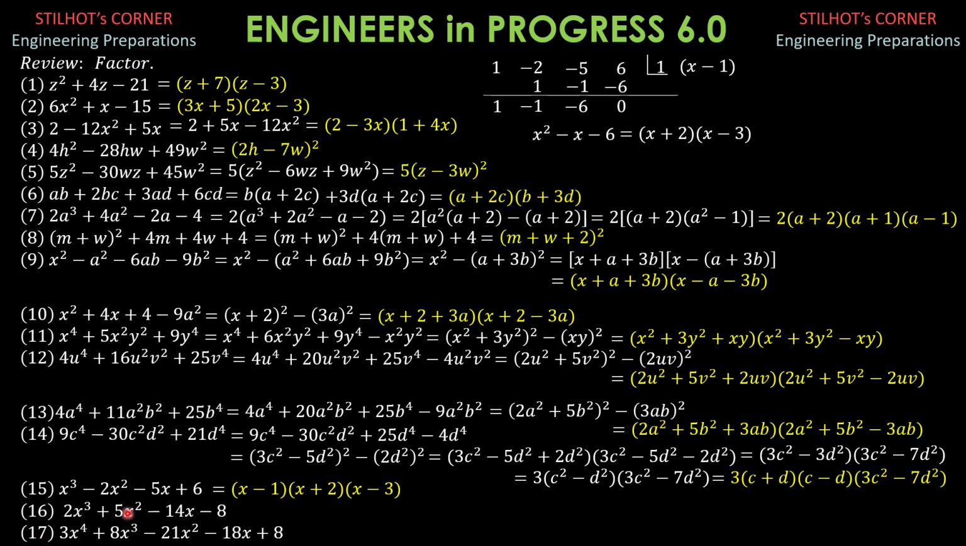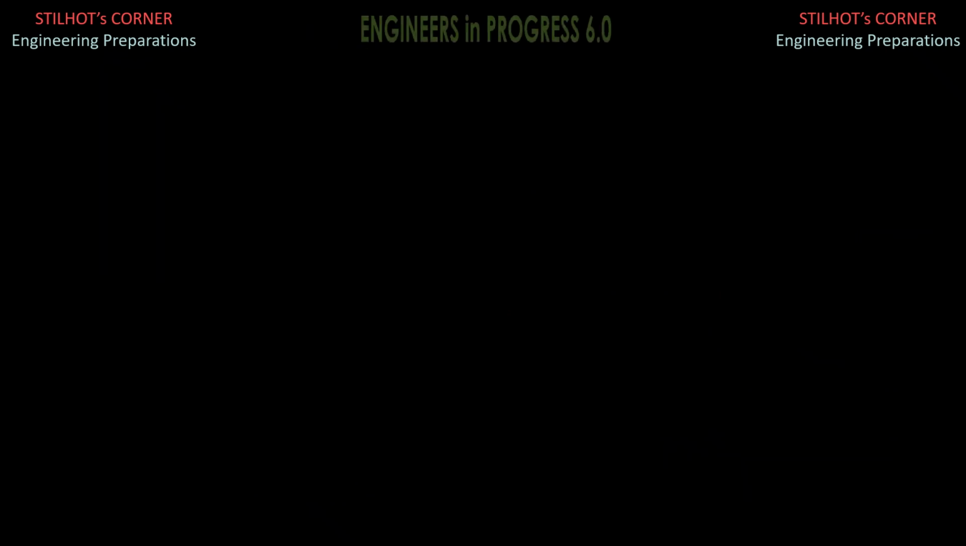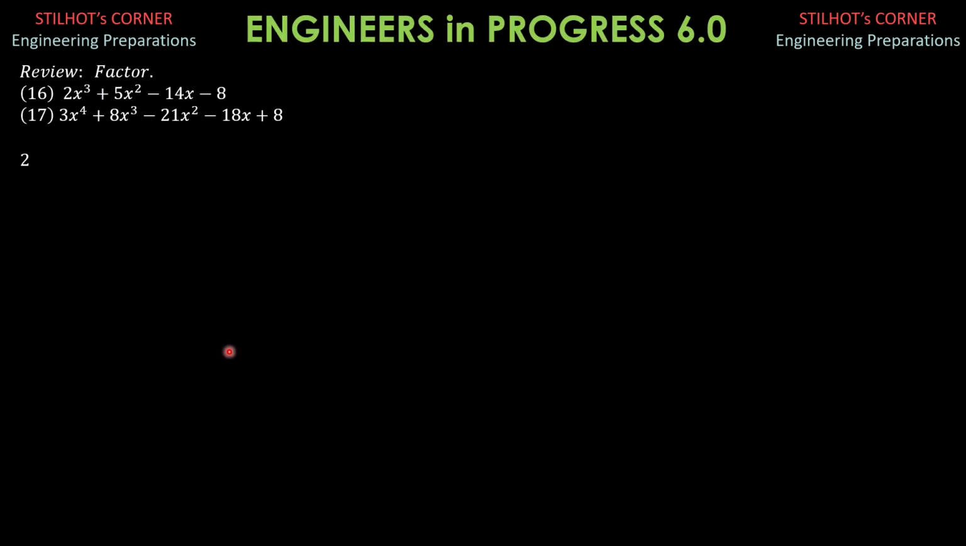For 16 and 17, let's have them on the next slides. So for 16, we collect coefficients 2, 5, negative 14, and negative 8. Because this is 2, the possible roots would be factors of 8 divided by factors of 2. So one factor of 8 is 4, and one factor of 2 is 2. So 4 divided by 2 is 2.